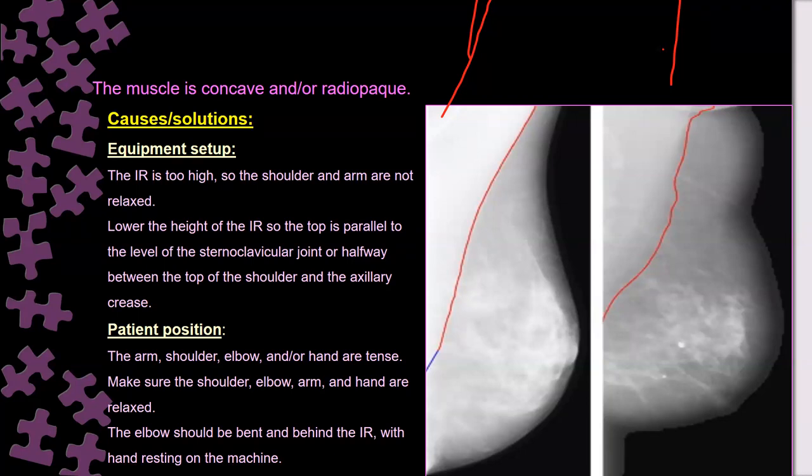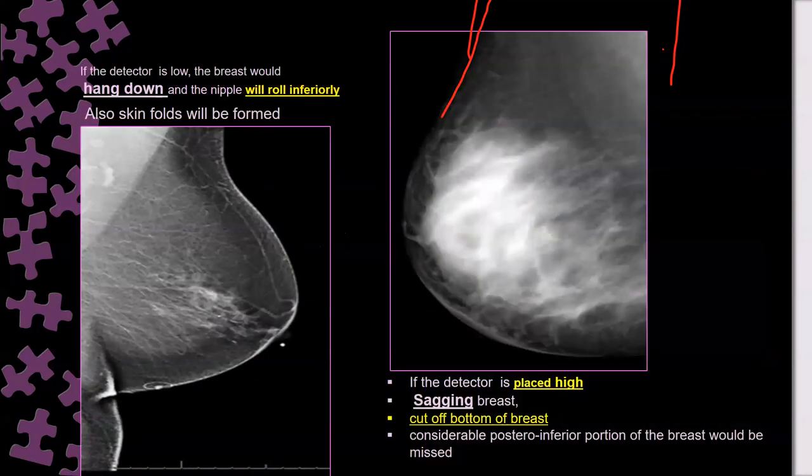Okay, so here we discuss how we can use the CAD system to evaluate the pectoralis. Here it can represent the shape and the length. Here it is convex and here it is concave. Again, this can be related to equipment setup, patient position, or the image receptor being too high. All these can affect this appearance.